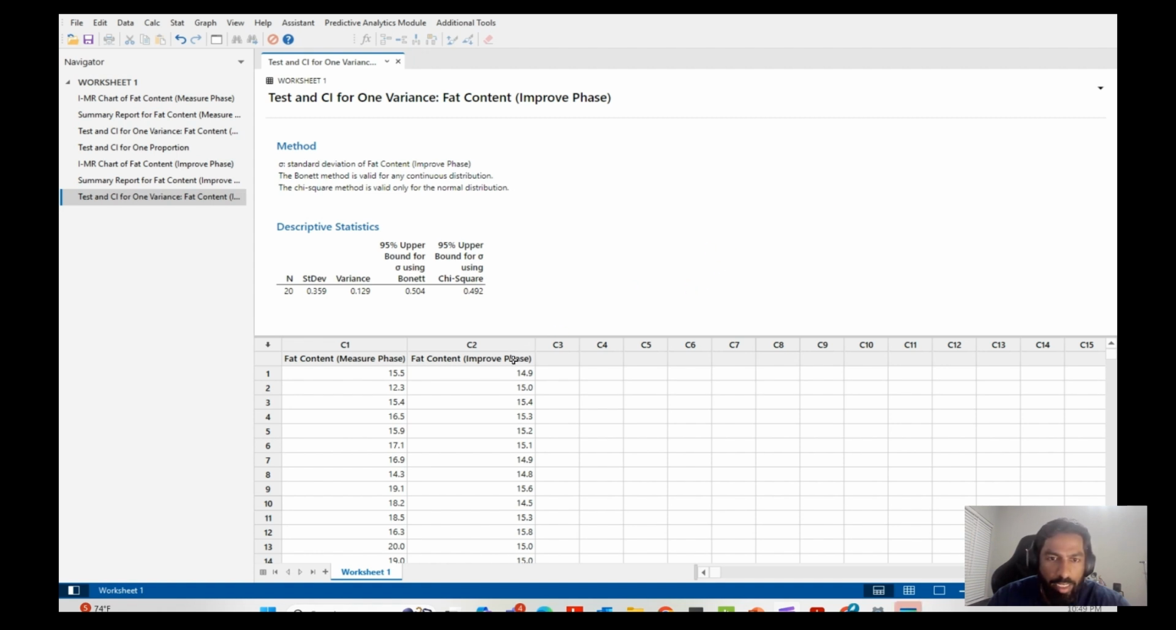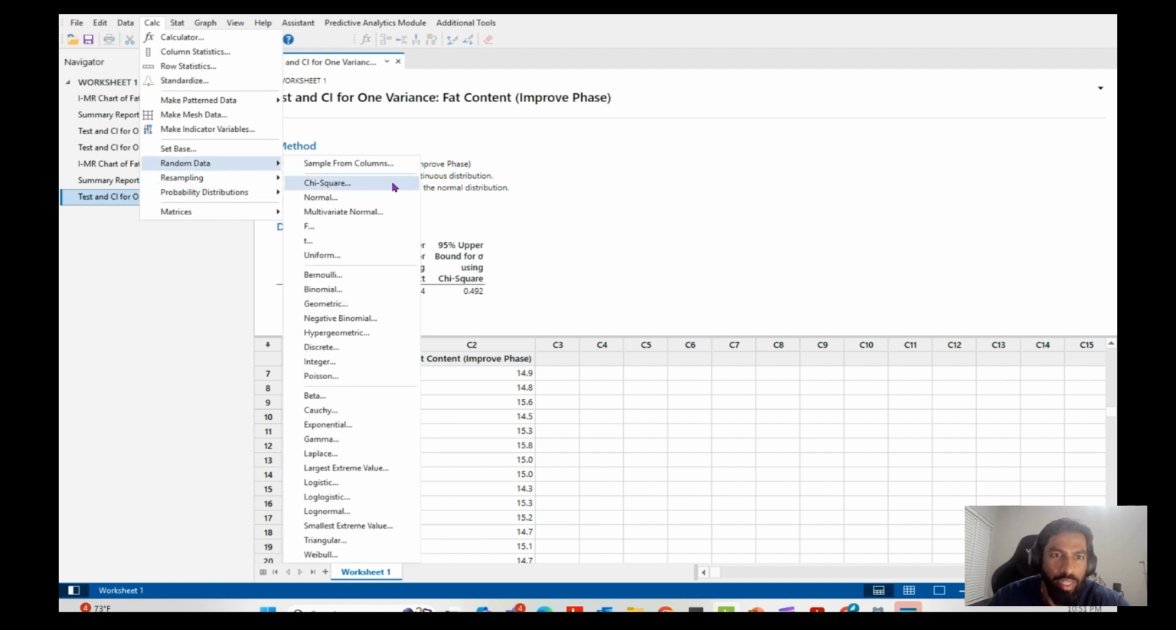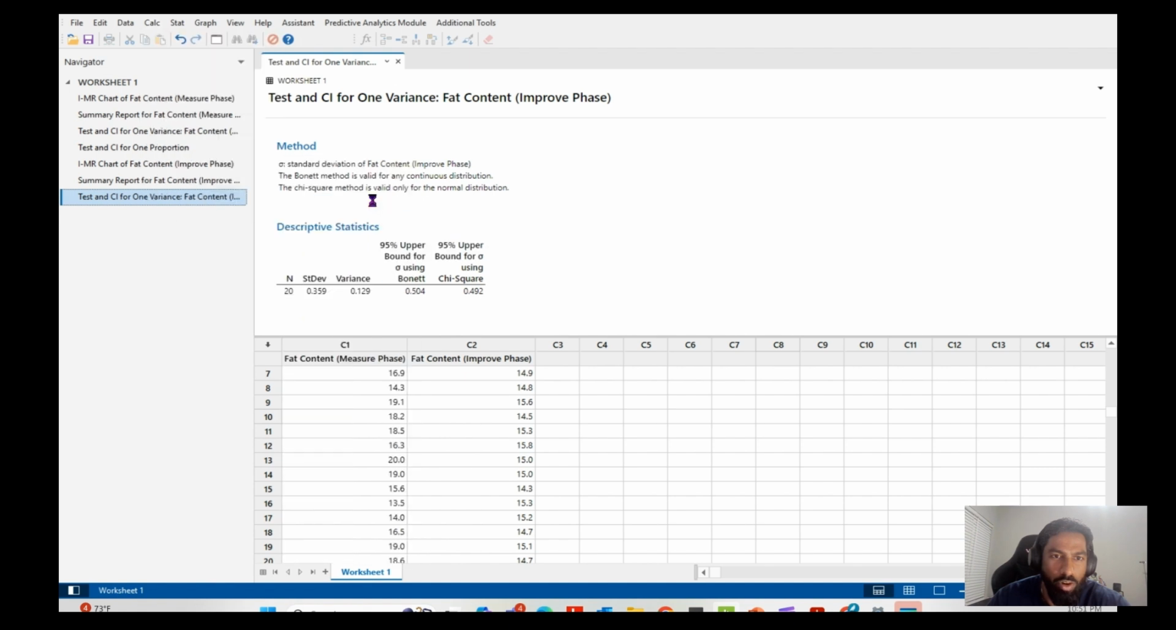So we did our test on one sample of 20 burgers in the improve phase. But obviously, to be more sure, we can collect more samples of data and then see if the confidence interval of the population has 15 in it. Either we can collect more samples or we can simulate more samples. So, how do you simulate more samples? You have to go to Calc, go to Random Data. We know that our data is normally distributed, so select Normal.